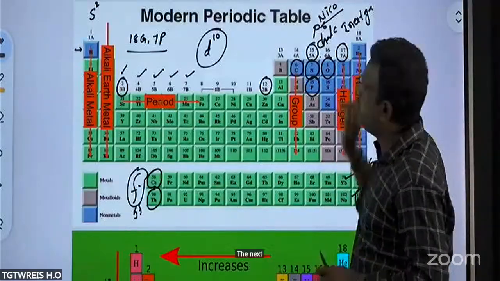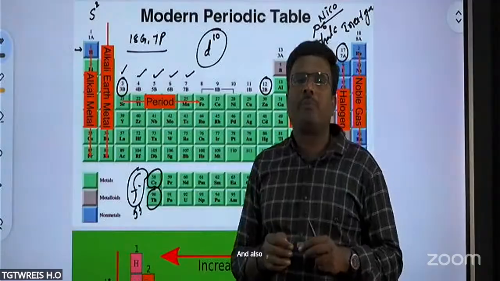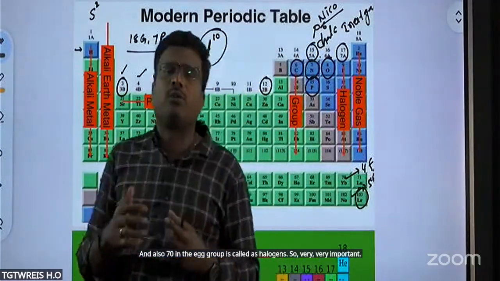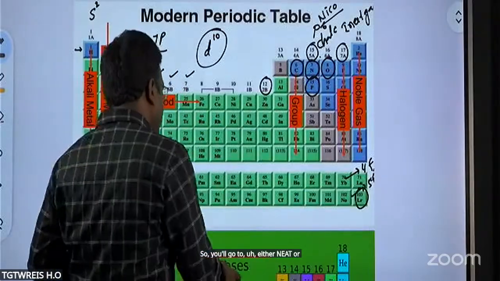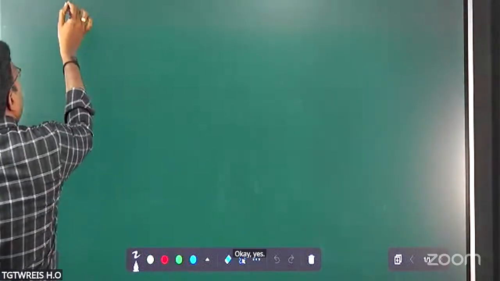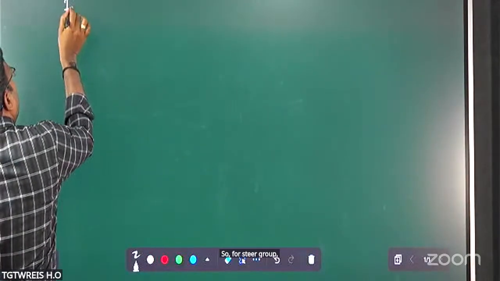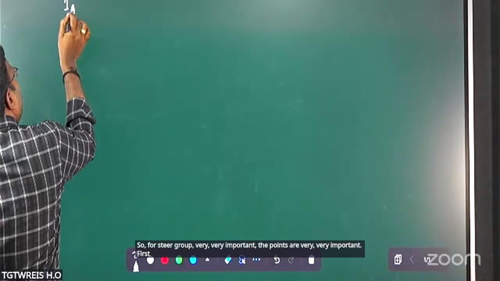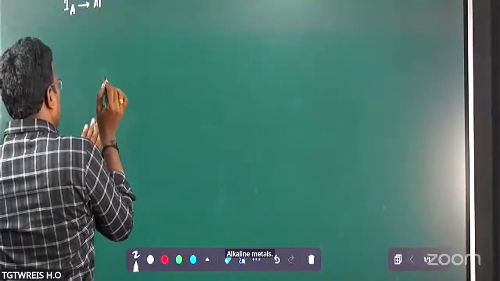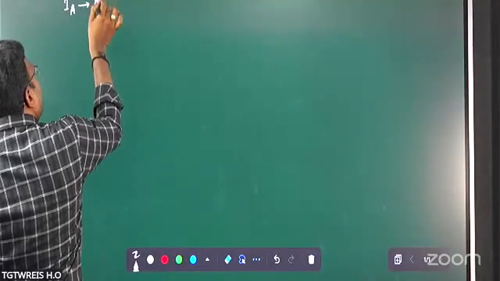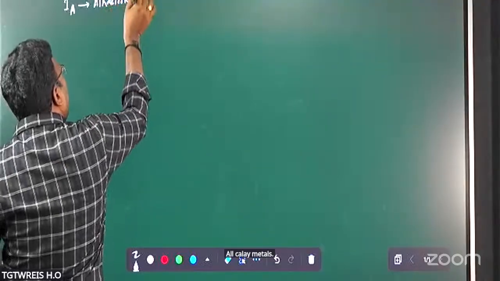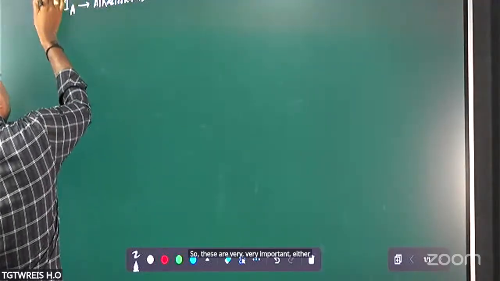The next one is the 7A group, which is called halogens. Very important, whether you go to NEET, IIT, or any exam. So first A group, very important points. What is the name of first A group elements? Alkali metals. These are very important for either NEET or IIT.